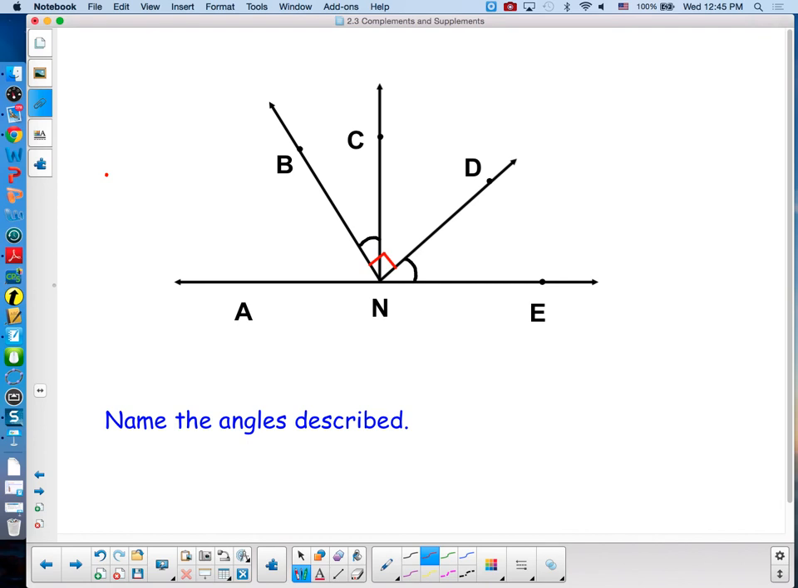If I do angle ANB, if I do this angle, then what angle would go with it to get all the way to the straight line? BNE would go with it. So you could do angle BNA or ANB, and then angle BNE. Those would be supplementary. Your group come up with another pair? Carrie.